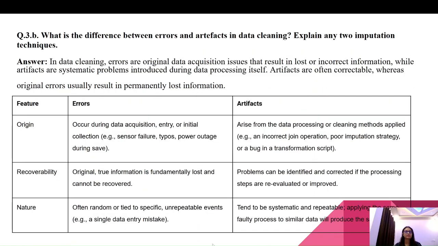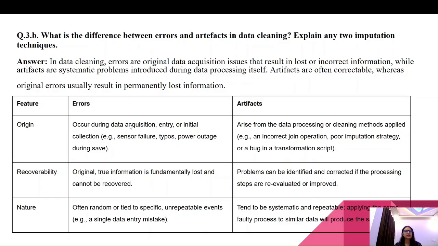What is the difference between error and artifact in data cleaning? Explain any two imputation techniques. Answer. In data cleaning, errors are original data acquisition issues that result in loss or incorrect information, while artifacts are systematic problems introduced during data processing itself. Artifacts are often correctable, whereas original errors usually result in permanent loss of information.